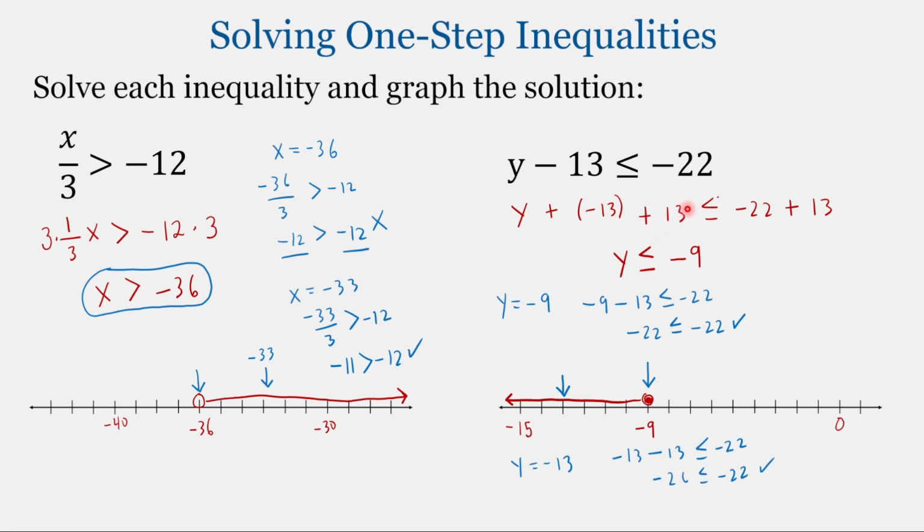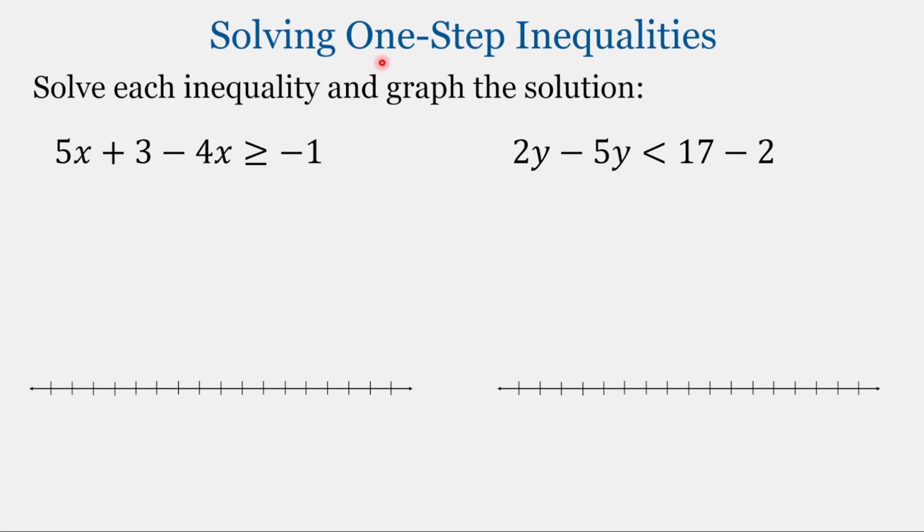And I solved this using properties of addition. So I added the additive inverse, or the opposite of negative 13, and that resulted in a 0. And when we add 0 to y, we get y. But again, the step is identical to what we would have done using inverse operations. So we subtract 13. The one step we perform is we add 13.